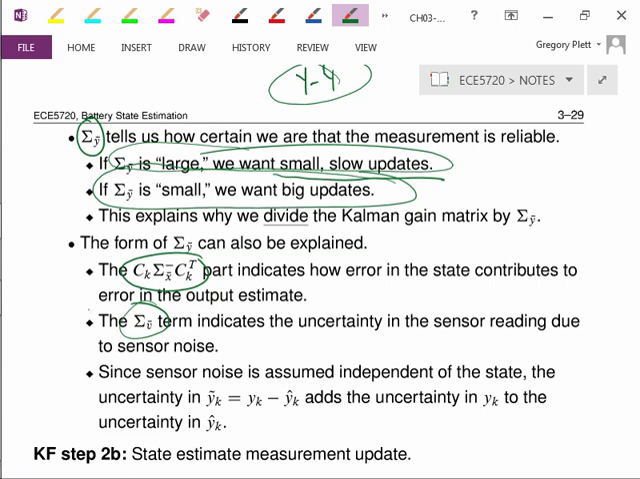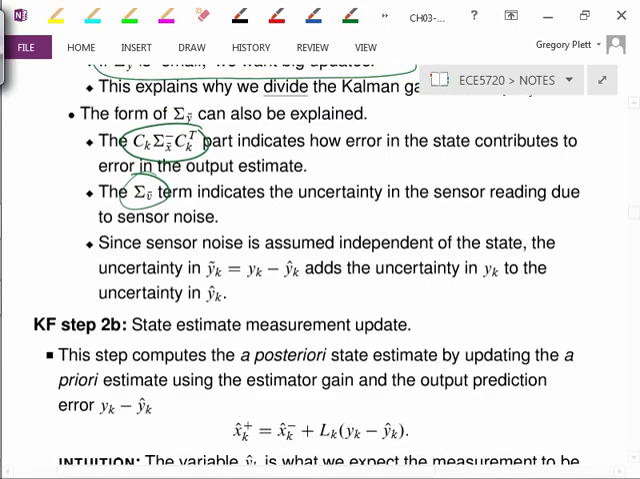And then we are also scaling by how much sensor noise and so forth is in the innovation. So how good we think the innovation is, how beneficial we think it is as an update input.